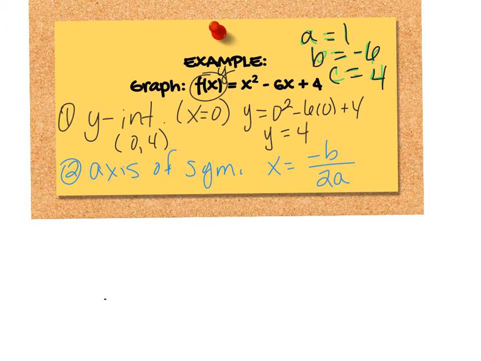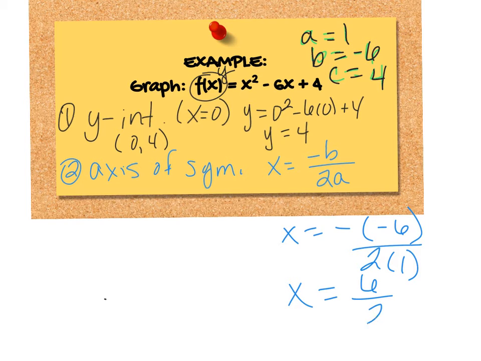Okay, so x equals the opposite of b. I'm going to write this down a little lower off that corkboard so you can see. Opposite of b, well, b is negative 6, so I'm going to write it like that. You're welcome to do that in your head if you want. Opposite of negative 6 is positive 6. 2 times 1 is 2, so that's 6 over 2, which is 3. So my x-coordinate is 3.